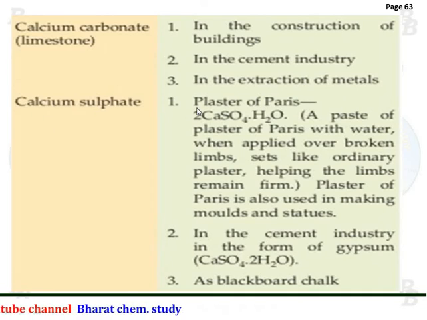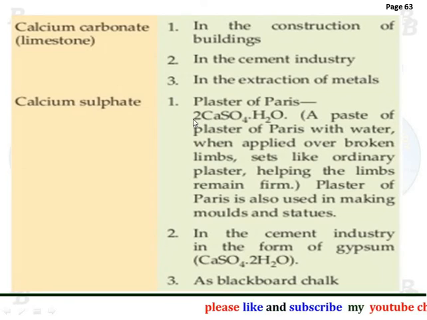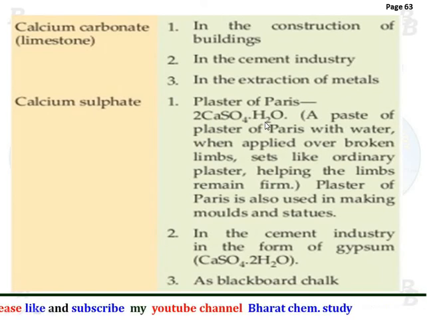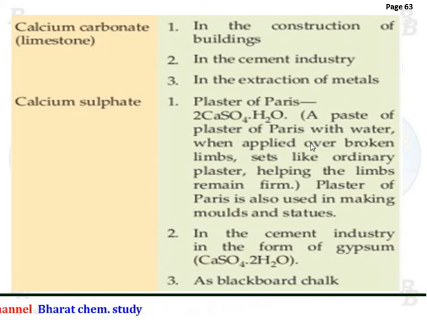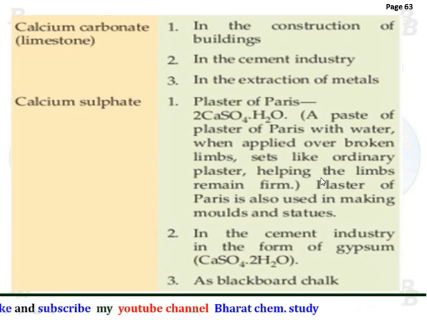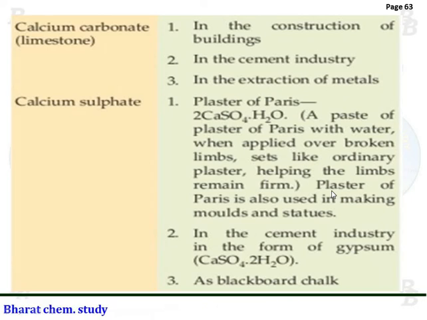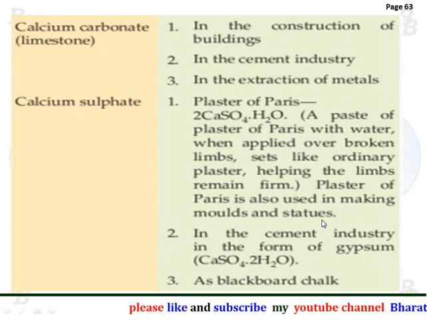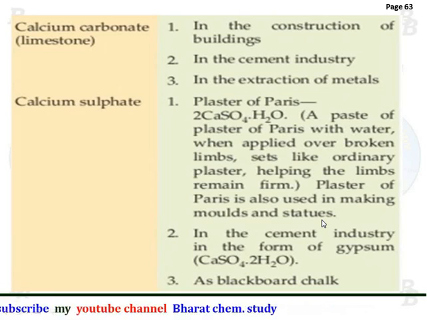Calcium sulfate, also called plaster of Paris, with the formula 2CaSO4.H2O. A paste of plaster of Paris with water, when applied over broken limbs, sets like ordinary plaster, helping the limbs remain firm. Plaster of Paris is also used in making molds and statues. Now you are aware of POP, that is plaster of Paris.